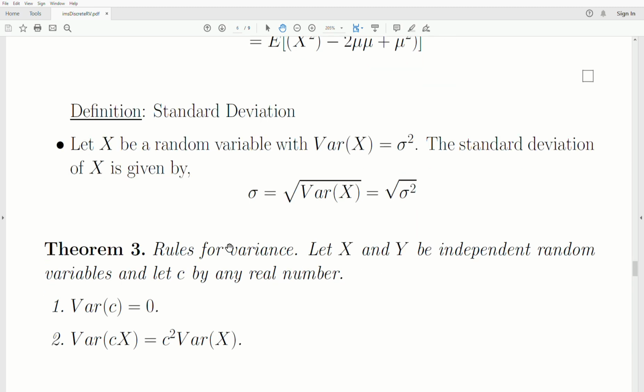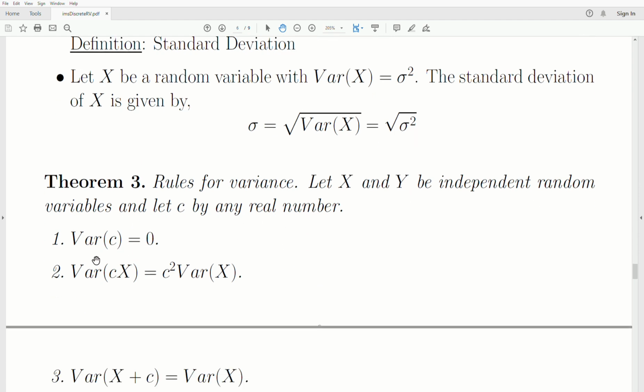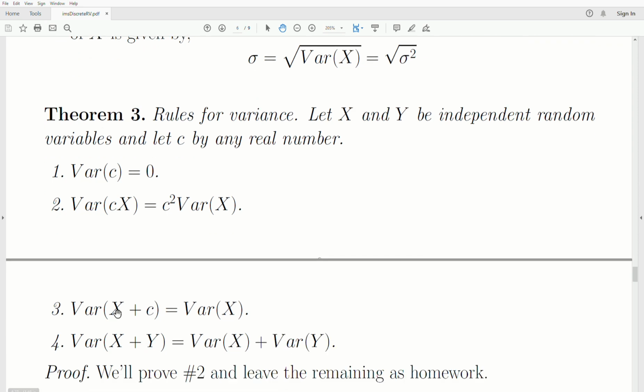Theorem 3, the rules for covariance. Let x and y be independent random variables, and let c be any real number. The variance of a constant is 0. If it doesn't change, there's no variability, so it's 0. The variance of c times x is c squared times the variance of x. So when you're talking about variance, constants come out squared. The variance of x plus c is just the variance of x.